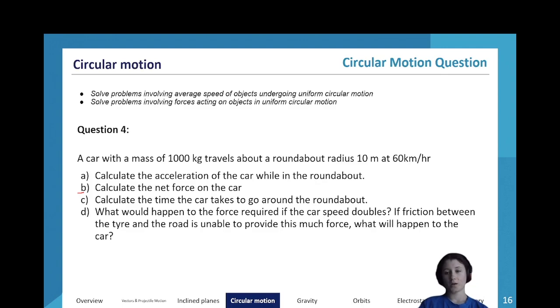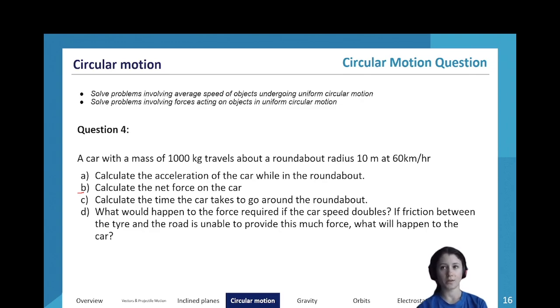So the next part of the question is, if friction between the tire and the road is unable to provide this much force, what will happen to the car? So going back to our ice example, think about it like this. If you're driving around a roundabout really, really slowly, snail slowly, and there's a little bit of ice, you might be able to maintain traction and still go around. And that's what you do if you saw ice on the road. Maybe you just wouldn't drive over it, but if you were driving over it for some reason, you might go really, really slowly, and you might get around.